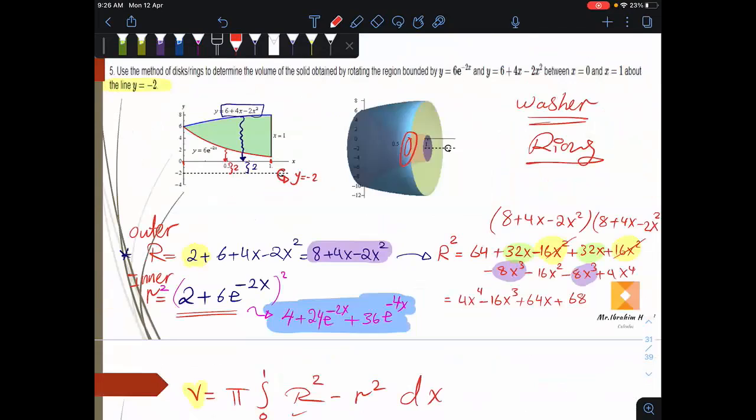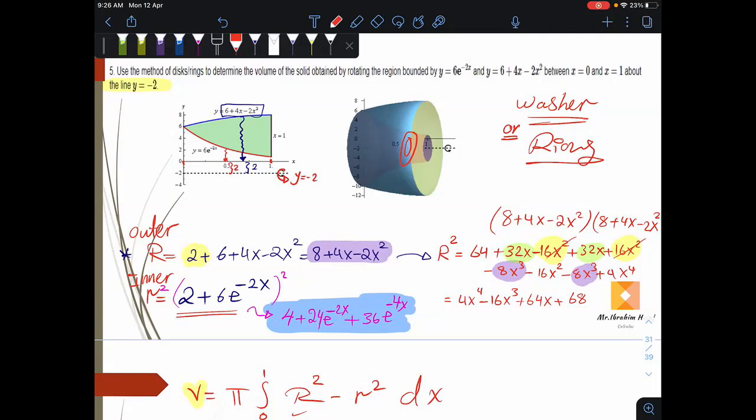Now this one is about the line y equals -2. About the line y equals what? 100% it's a washer or ring. The outer R and the inner R: I told you that the outer R is always the farthest curve from the axis of rotation or revolution. The axis of revolution is the line y equals -2. You know how to graph this line. The question will come exactly like this, with the graphs and the solid and everything.